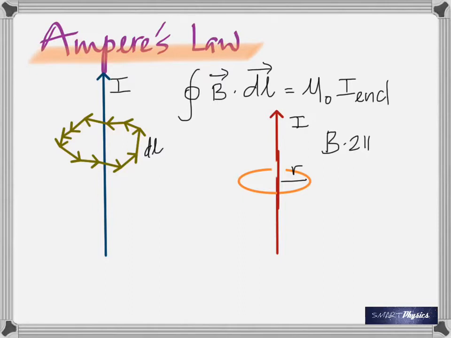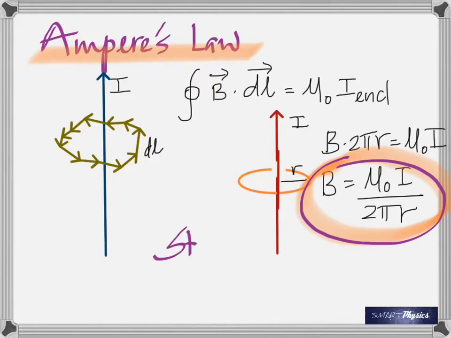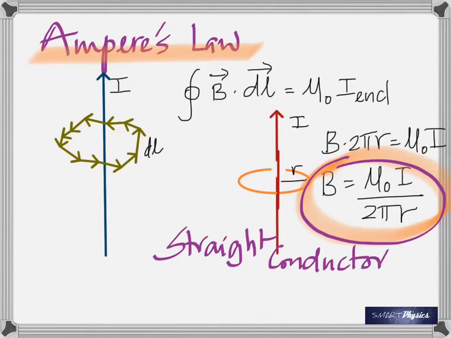Therefore, you can take out B, and then you'll have B integral dl. What's integral dl around a circle? Don't say area. Circumference, which is 2 pi r. So B times 2 pi r is equal to mu naught times I. Rearrange, and you get B equals mu naught I by 2 pi r. There you go. So you got the formula for a magnetic field due to a straight conductor at a distance r meters from it, carrying a current I amperes.